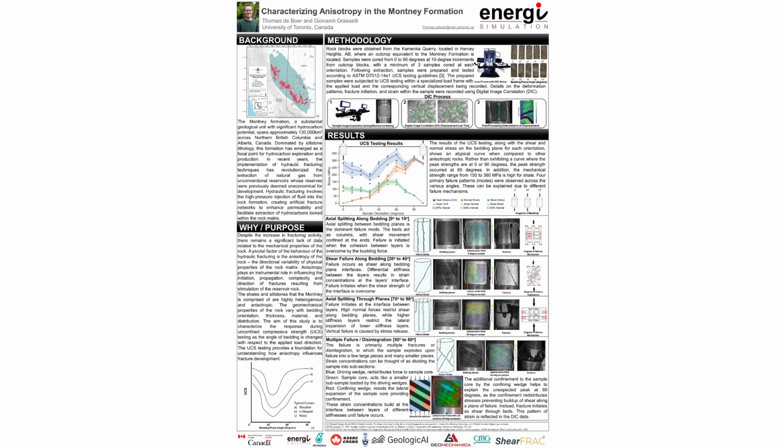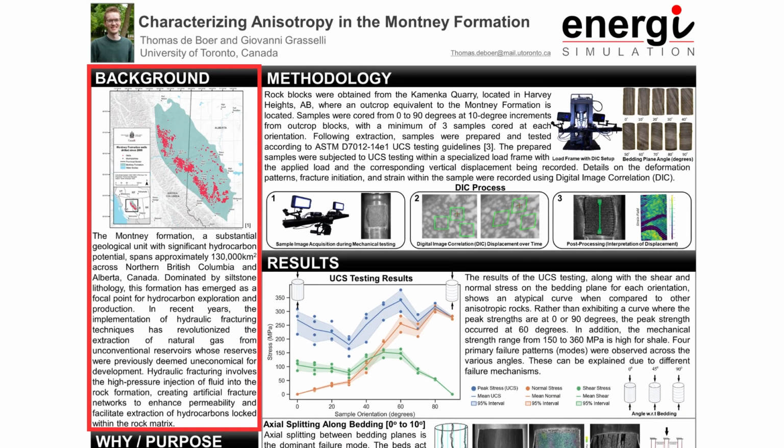Hello, my name is Thomas de Boer, and today I'll be presenting my poster titled Characterizing Anisotropy within the Montney Formation. To provide some background, the Montney Formation is a substantial geological unit with significant hydrocarbon potential, and it spans approximately 130,000 kilometers across northern British Columbia and Alberta in the country of Canada.